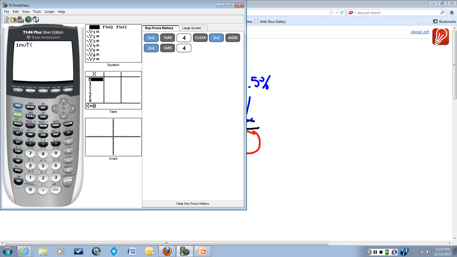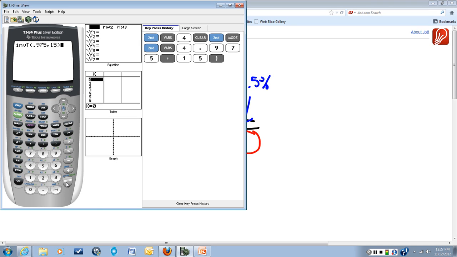Now the inputs that you need for inverse t are the percent of the curve that is to the left of the point you're looking for, and we need to enter it as a decimal. So remember, it was 97.5%, so that's 0.975. The other piece of information that the calculator needs is the degrees of freedom on the t-curve that we're looking at. Remember, the degrees of freedom are n minus 1. Our sample size n is 16 in this case, so our degrees of freedom are 15.